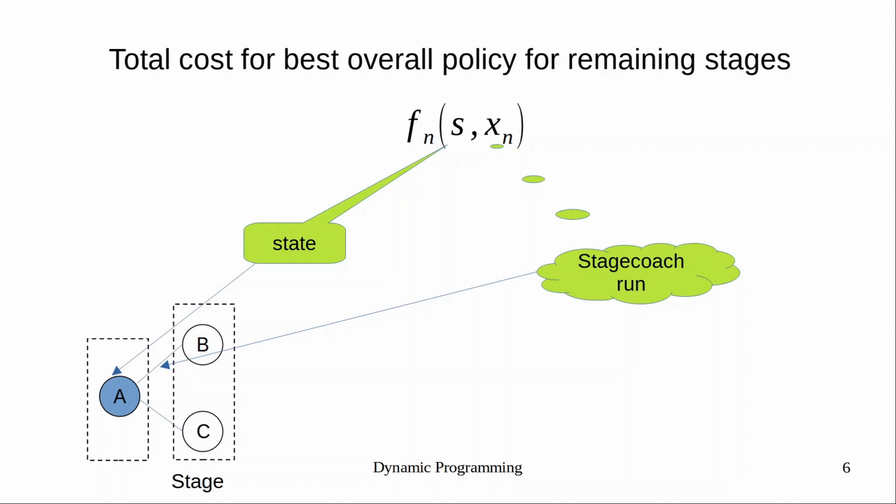Okay, I repeat, the objective function is going to have two inputs. One input is the state at which you are in any particular stage. And the second input is going to be the immediate stagecoach run that you are going to take to go to the next stage.